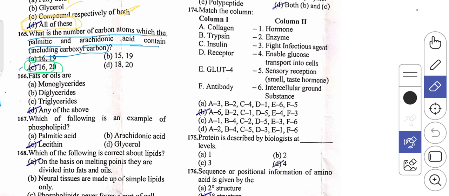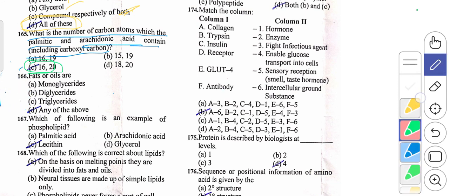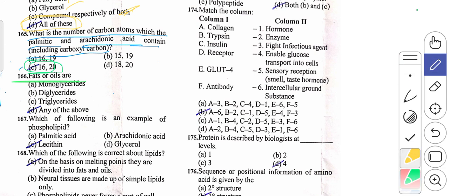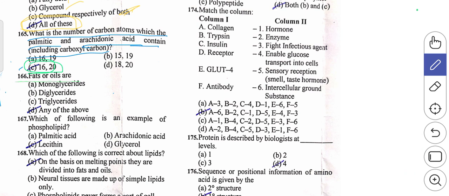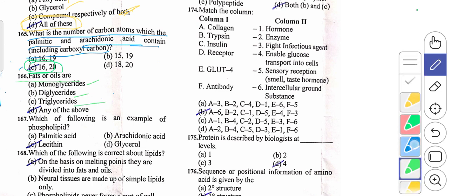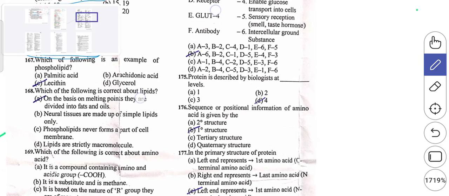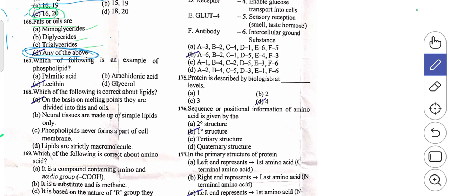Next question. Fats or oils are... What are fats and what are oils? These fats and oils may be monoglycerides, diglycerides, triglycerides. So hence it will be found in all these forms. So this one will be the right one, that is any of the above. It may be in the form of monoglycerides or diglycerides or triglycerides.